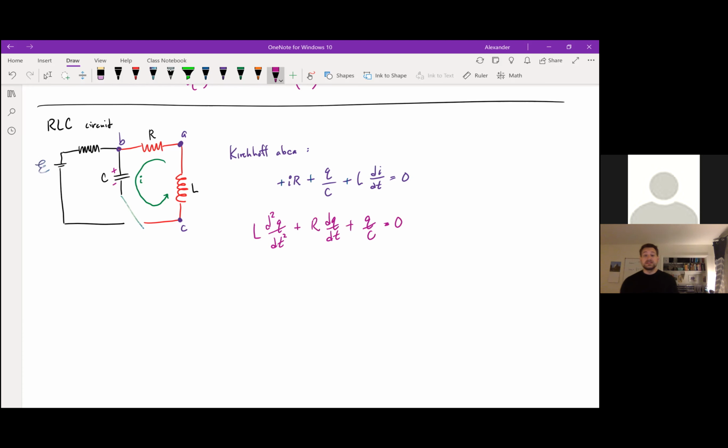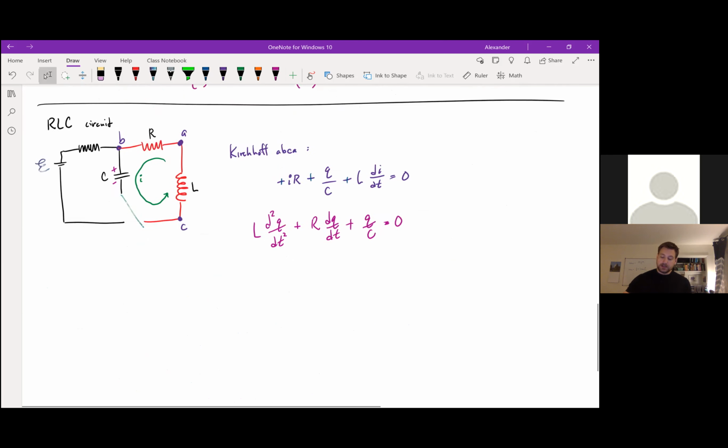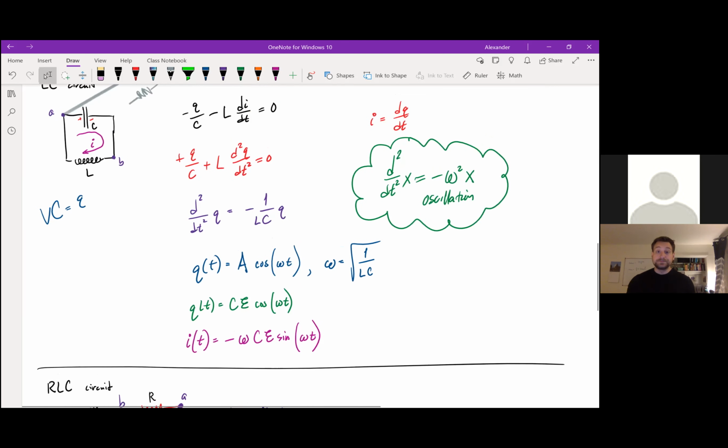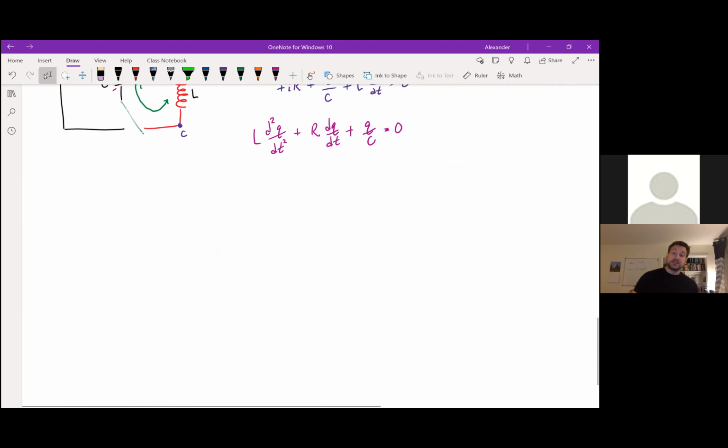And we see that this is a second order differential equation in Q, but not of the kind that we already know the solution for, as we did in the LC circuit. Maybe we have seen the solution to this kind of equation before. And in fact, if you're working from Young and Freedman, we can write down the answer, because they show it to us.